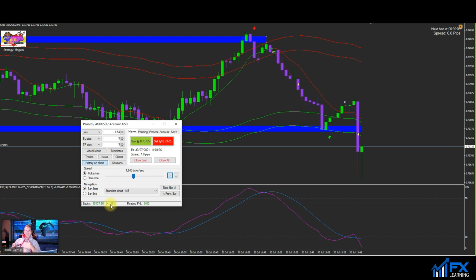A lot of traders at this point now would probably not set a stop loss, and they would probably be panicking. They would probably be, you know, worrying, oh no, I'm in drawdown.